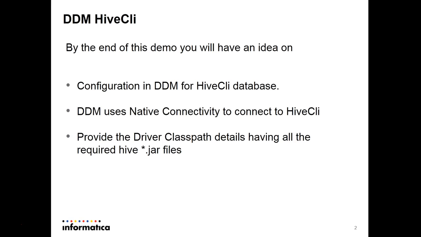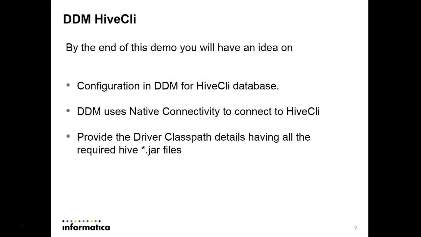That means a JDBC URL is used to connect to the HiveCLI, and so the connection type, or the service, which we have to configure in DDM is specific to the DDM Hive service. In this demo, I'll be showing you the configuration to be done for connecting to HiveCLI from DDM.